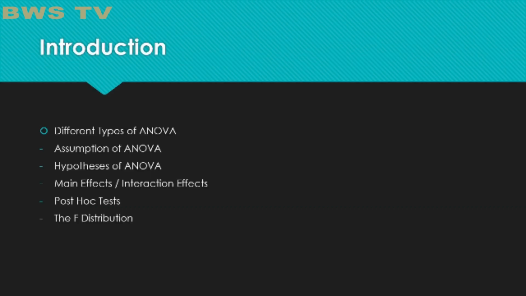There are different types of ANOVA: assumption of ANOVA, hypothesis of ANOVA, main effects or interaction effects, post-hoc test, and the F distribution.